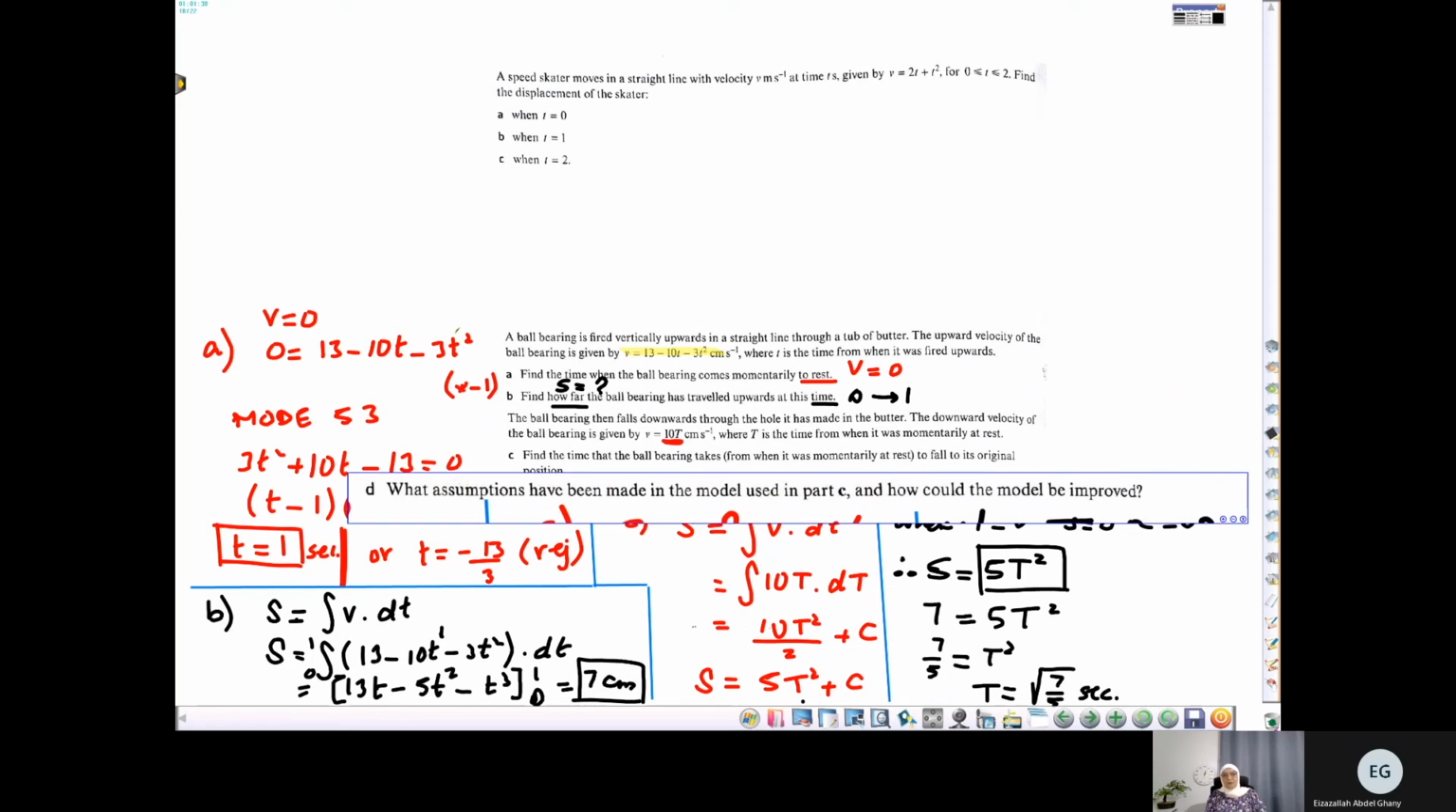Of course, they assumed that there is no friction, especially when it was going down in the hole in the butter. When it is going down in the hole made in the butter, of course, it's the same size as the ball bearing, so it will touch the walls of the hole. So there is friction, and the modeling is ignoring the friction. So how to improve this model? We just have to incorporate a factor to represent friction.